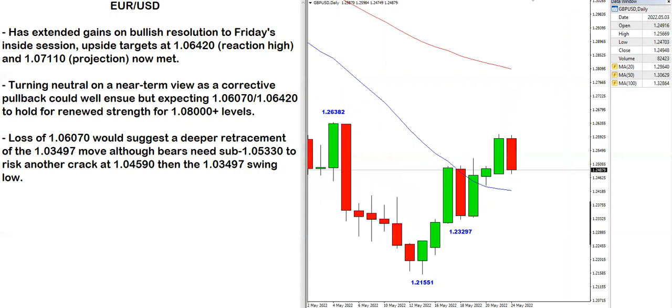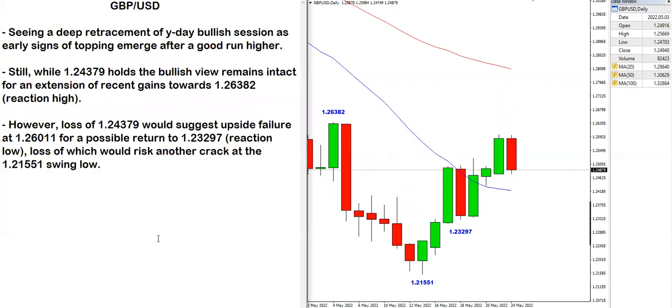Moving on to cable. Cable, a little bit of decoupling from the euro today. We're seeing a little bit of sterling weakness today. Quite a deep retracement of yesterday's strong bullish session. So it looks a little bit negative in the short term, having retraced quite a good chunk of yesterday.